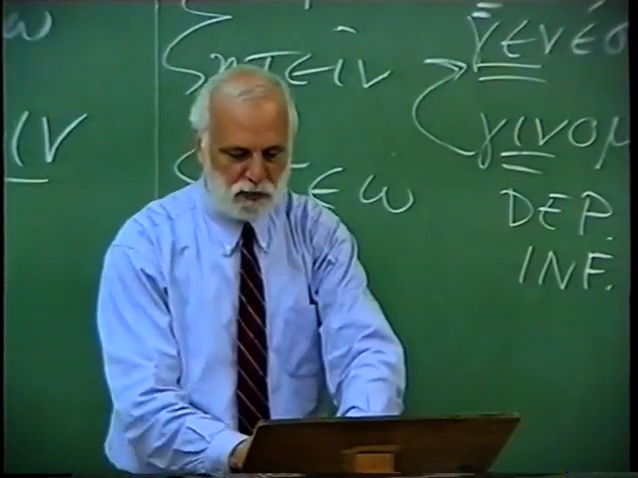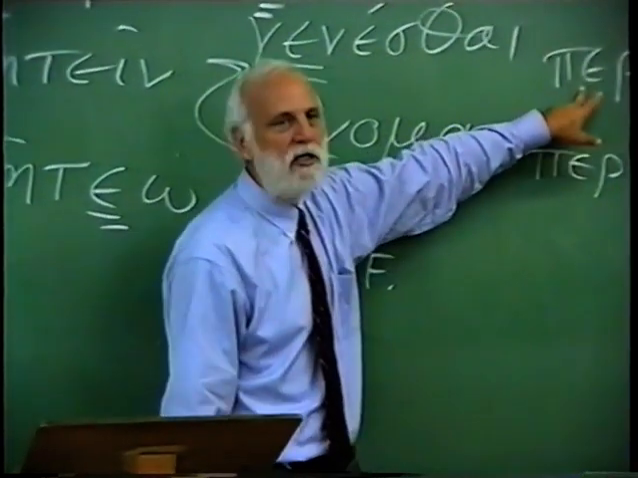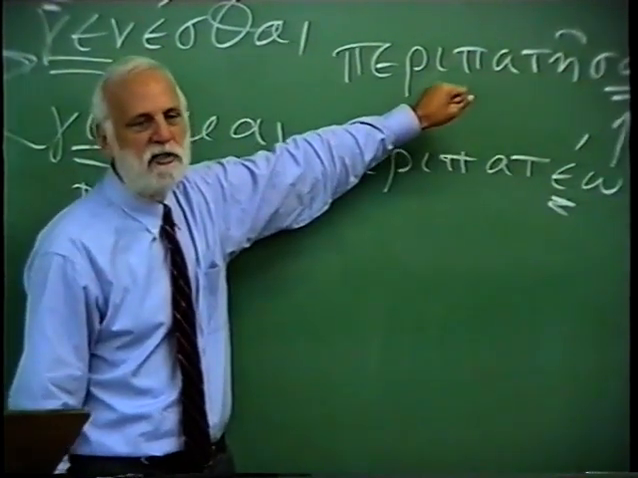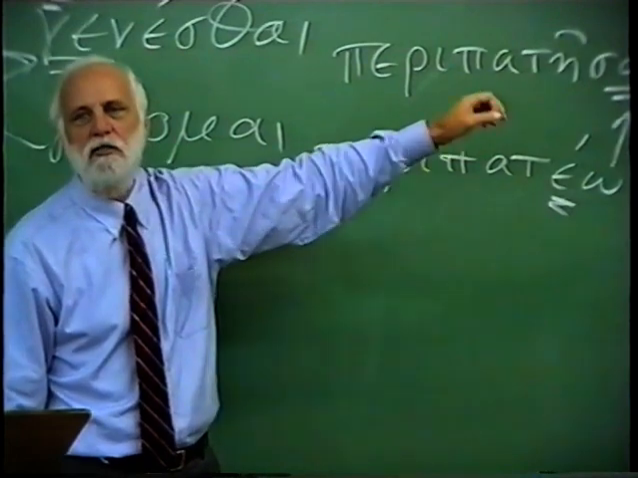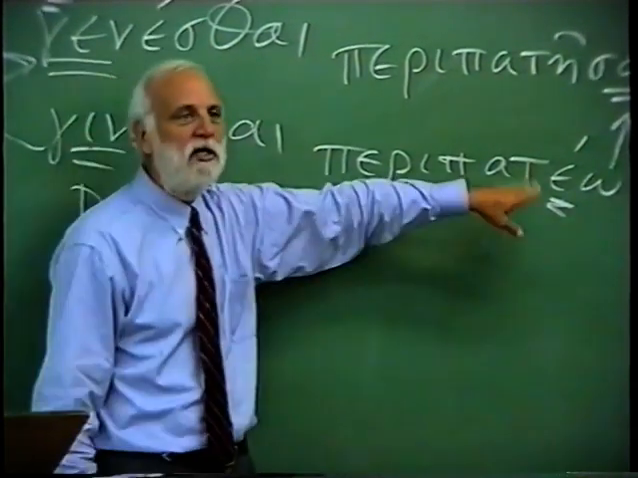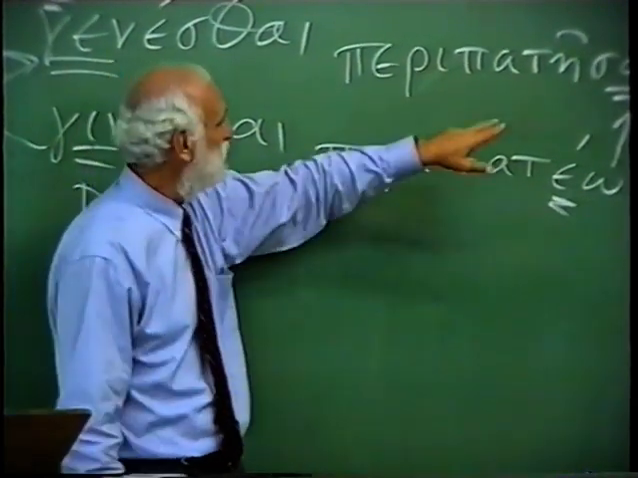What's the next verb we need to parse? Peripatesai. We already did it, but let's do it again. Ready? Begin. The tense is aorist. The voice is active. The mood is infinitive. The person is? No. What are you going to do on the quiz? Leave it blank. The number is? Leave it blank, right? And the source is peripateo.